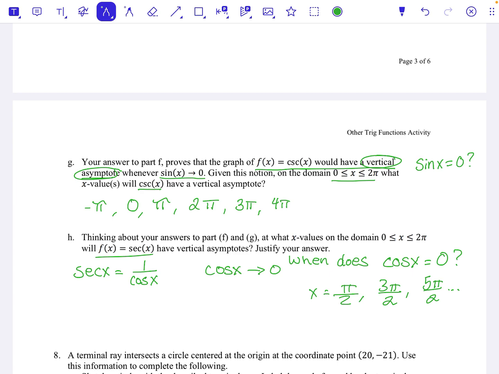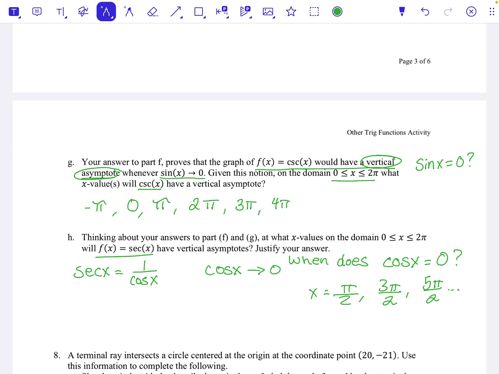So our justification here would be secant is going to approach positive or negative infinity whenever cosine of x approaches 0, and cosine of x equals 0 at pi over 2, 3 pi over 2, 5 pi over 2, whenever that term next to the pi is odd. And this is just getting you a sense of the interesting features of these reciprocal function graphs.